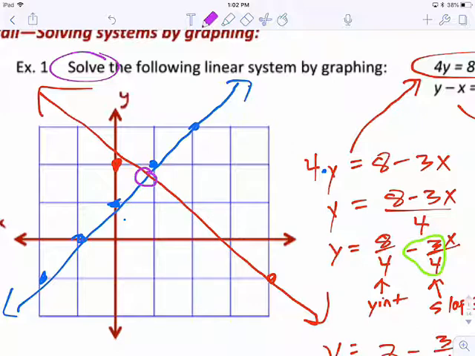Weird. Yeah. So when you get to this, you have to find the solution. It's the X and Y. The solution is the intersection.